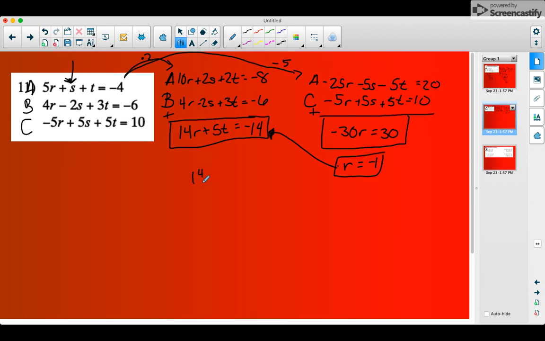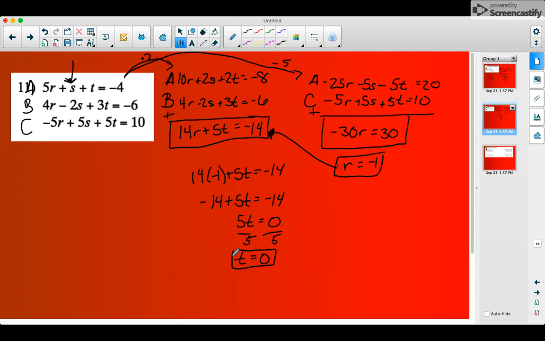So 14 times -1 plus 5T equals -14. So -14 plus 5T equals -14. Add the 14s to the other side, and I end up with 5T equals 0. Now, for some reason, whenever we get to this point, I always have students who freak out and tell me they must have done something wrong. But remember that when you get 0 over here, all that means is that when you divide by 5, T has to be 0, because the only thing you can multiply by any number and get 0 as an answer is 0.